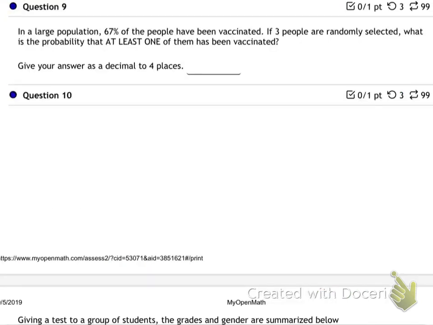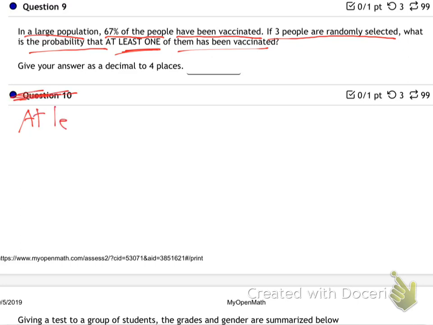So question 9. In a large population, 67% of the people have been vaccinated. If 3 people are randomly selected, what is the probability that at least one has been vaccinated?